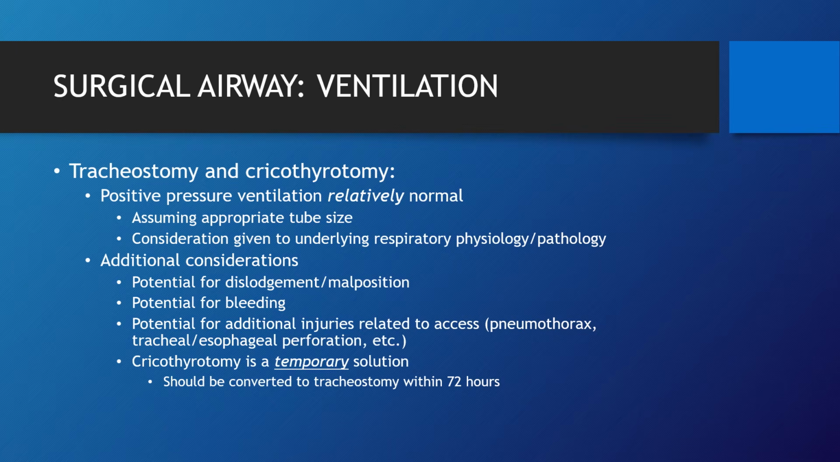Some additional considerations include the potential for dislodgement or malposition, either actually coming out of the trachea or being pushed further and providing like an endobronchial mainstem situation. The potential for bleeding, especially if it's a freshly placed airway. The potential for additional injuries related to access. So if while placing the airway they accidentally caused a pneumothorax or a tracheal perforation or something like that. And then finally, a reminder that cricothyrotomy is a temporary solution and should be converted to tracheostomy within 72 hours.